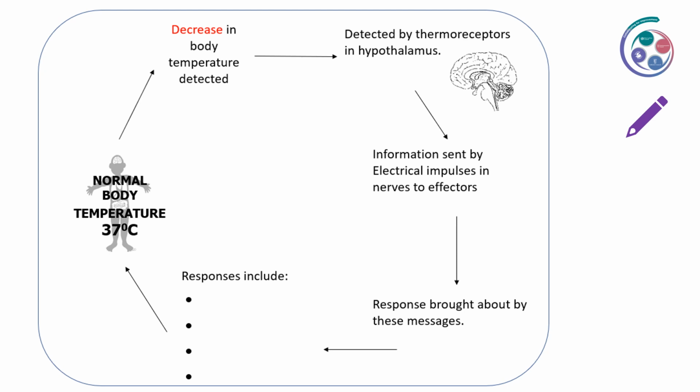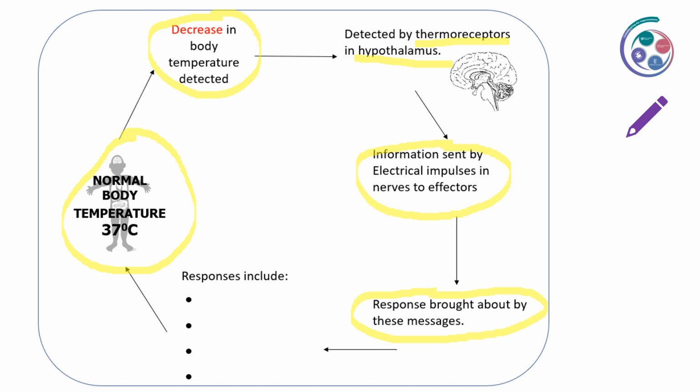Let's now have a look at the opposite. So let's have a look at what happens when your body temperature decreases. So again, you are more than welcome to copy this flowchart down, but let's have a little look. So normal body temperature, 37 degrees. If there is a decrease in body temperature detected, the exact same process is going to be followed. It is going to be detected by the thermoreceptors in the hypothalamus. Information will then be sent by electrical impulses in nerves to effectors, and a response is going to be brought about by these messages received.